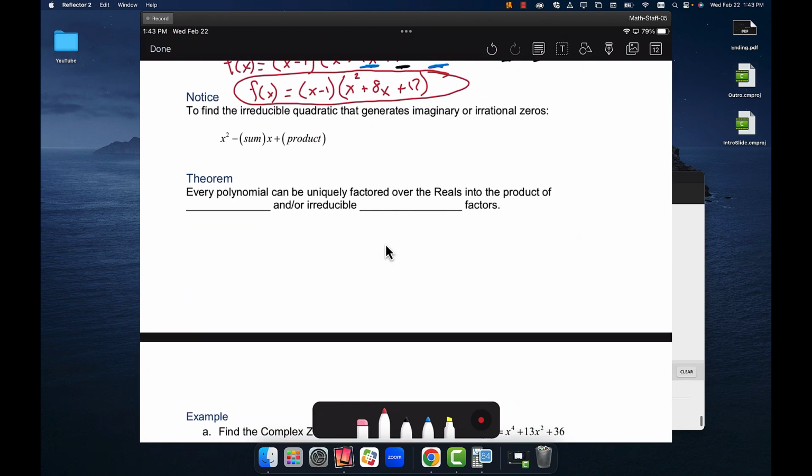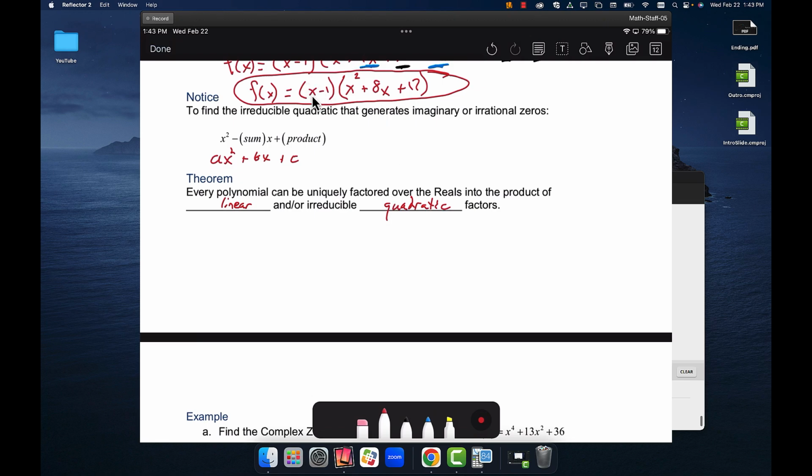Notice, to find the irreducible quadratic that generates imaginary or irrational zeros, we have this basic quadratic. Think ax squared plus bx plus c. Think of that basic quadratic when we're doing this. And we have a theorem. Every polynomial can be uniquely factored over the reals into the product of linear factors and irreducible quadratic factors. And that's what we basically did up here.